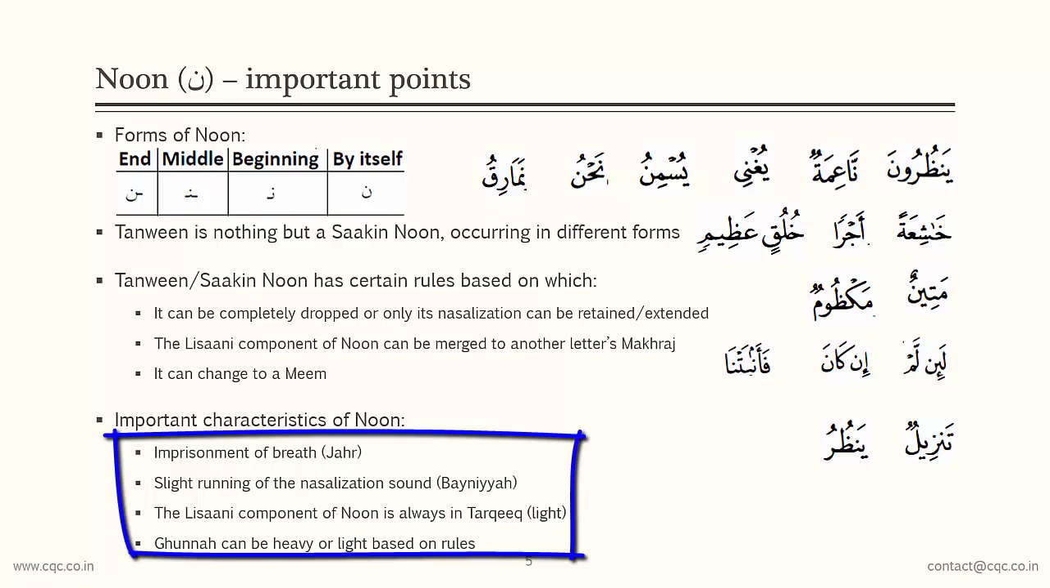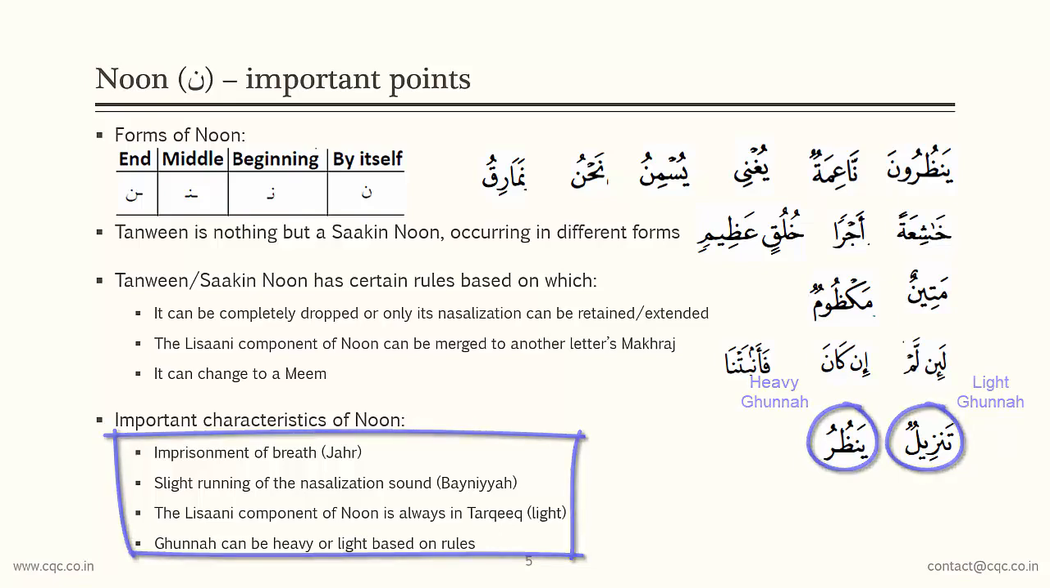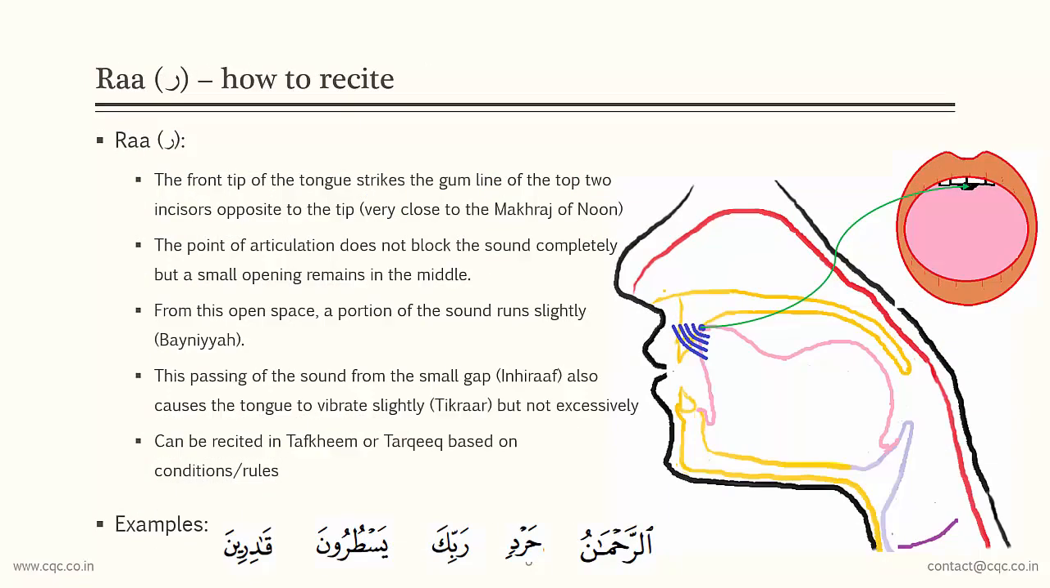An, in, un. Notice how the breath is imprisoned and there is a slight running of the nasalization ghunnah sound. Note that the lisani component of noon is always light or in tarqiq. For example, na, ni, nu. Whereas the ghunnah can be heavy or light based on rules which we will study later. So the ghunnah is light in tanzilun, whereas it is heavy in the word yanzuru.